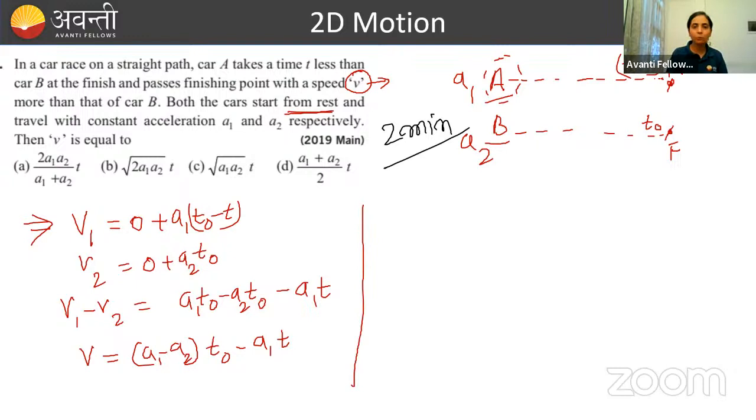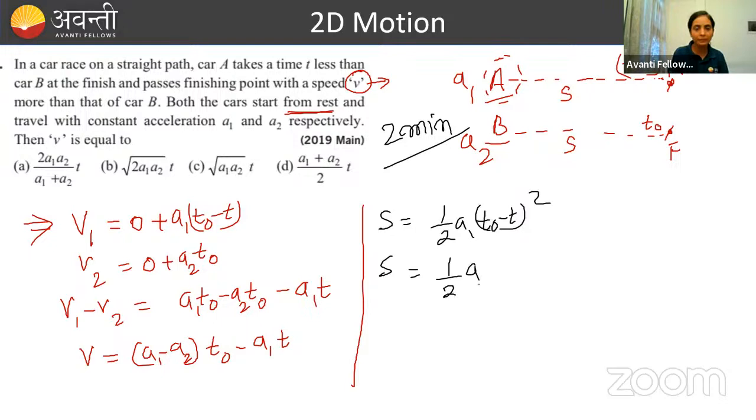The next equation: both particles are covering the same distance. Say this is S, this is S. The distance covered by A is S, which is half A1 times (t naught minus t) whole square, since the initial velocity is 0. The second body is covering the same distance in a lesser amount of time with different acceleration, and that is equal to this. Again, S minus S will give 0. So let's subtract it.